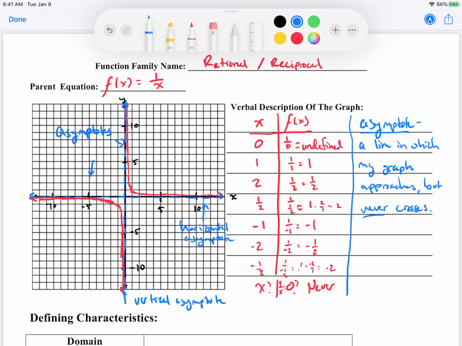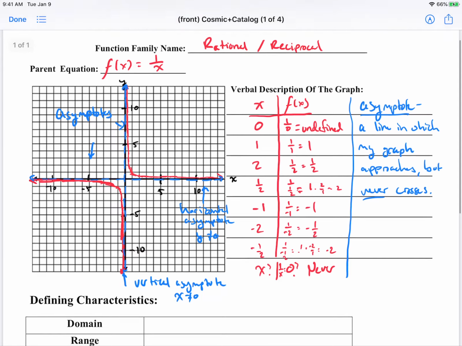So the way of thinking about it is, for a horizontal asymptote, y can never equal this value, and for a vertical asymptote, x can never equal this value. So y cannot equal 0 for our horizontal asymptote, and x cannot equal 0 for our vertical asymptote. And so let's talk about the defining characteristics.